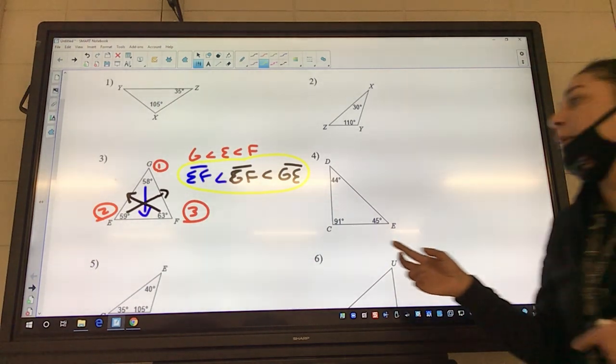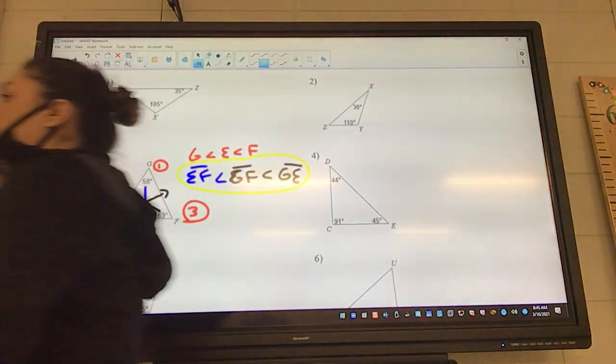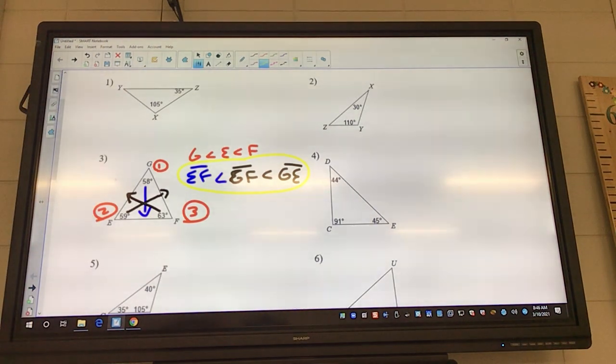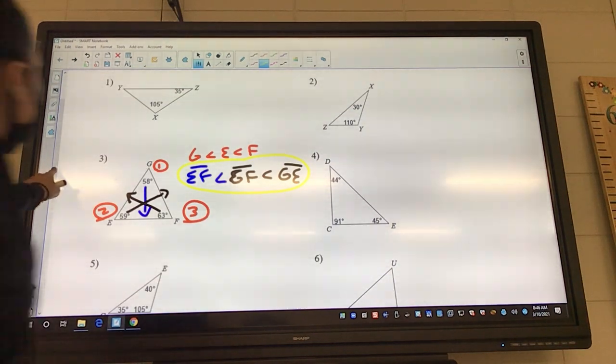What's the deal with segments? Do I have to say EF? What's another way I could say EF? FE. So segments do not matter if you say EF or FE. There's not a particular order as far as that goes. Okay, so let's look at 5.